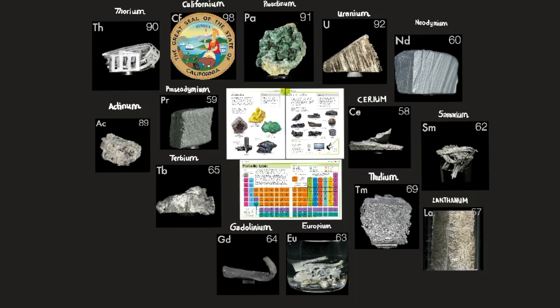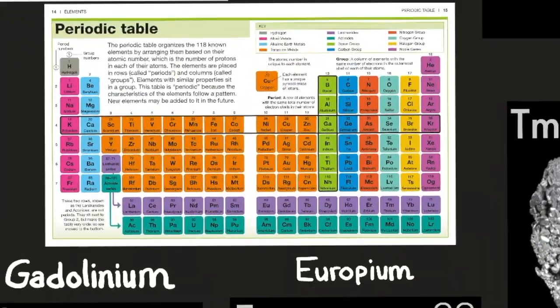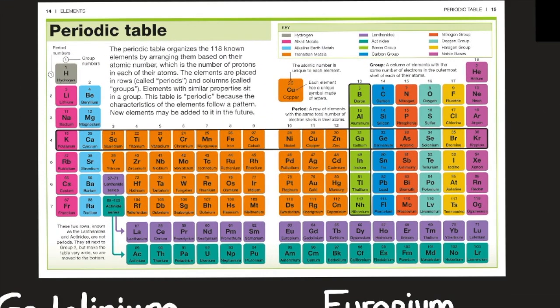Hello everyone, today we're going to talk about the actinides and lanthanides on the periodic table. So here we have the periodic table. Here's a brief review. The periodic table organizes the 118 known elements by arranging them based on their atomic number, which is the number of protons in each of their atoms.